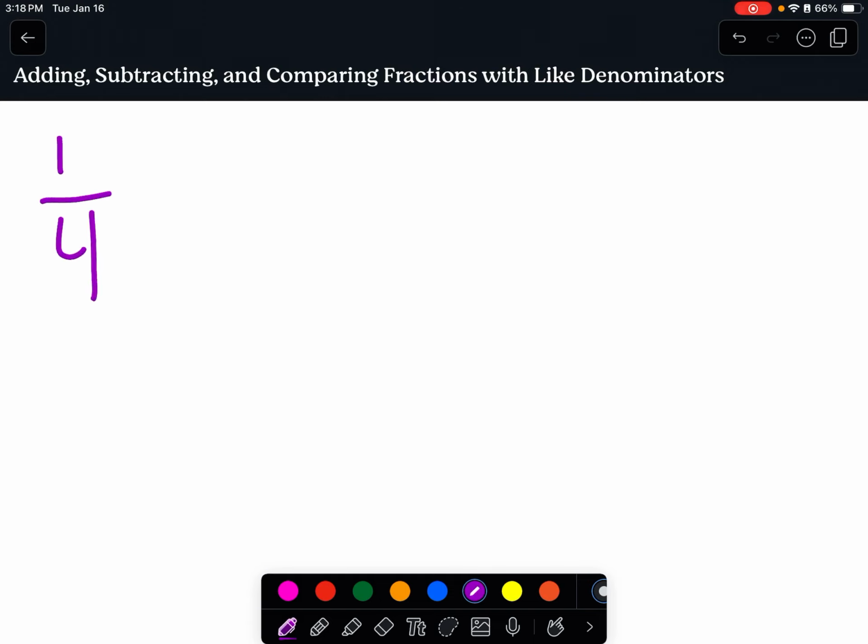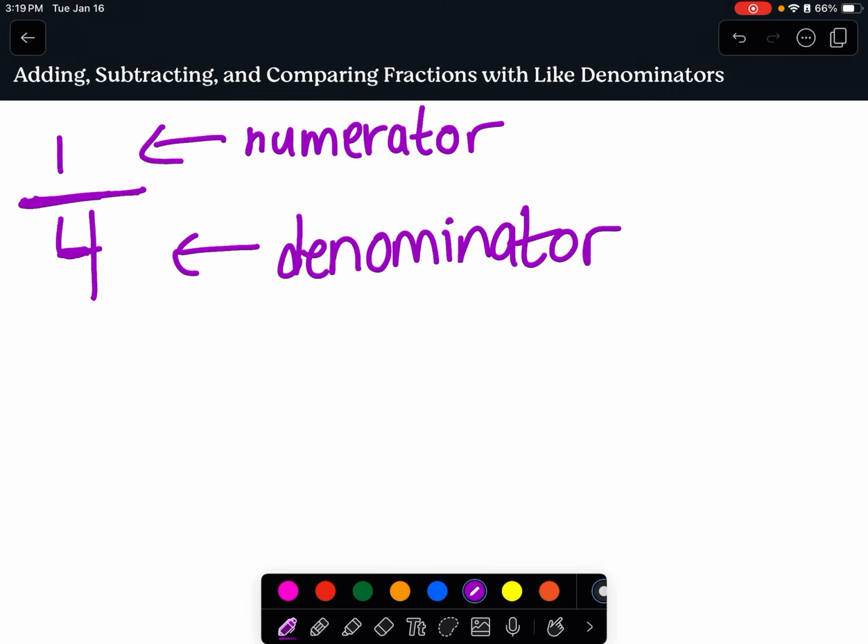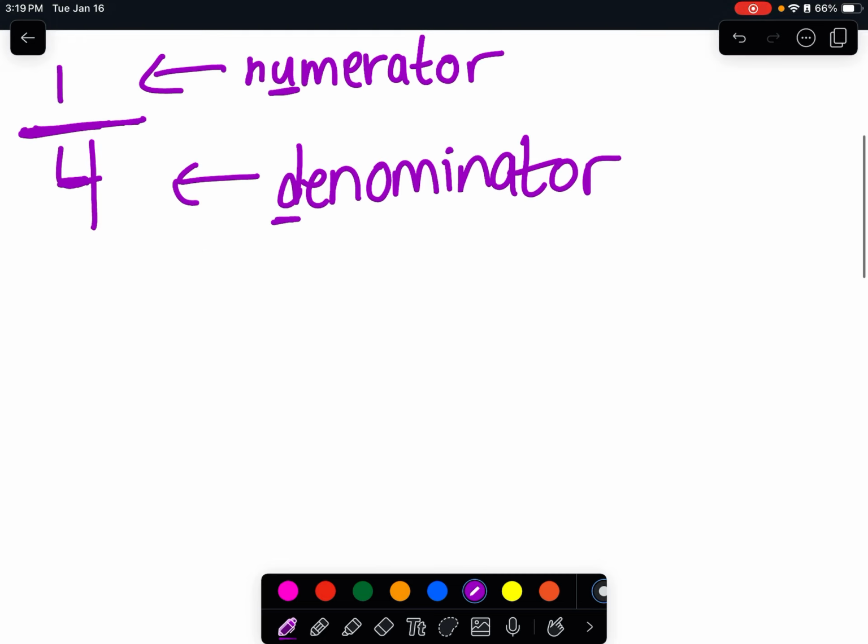Well, if you remember, we've talked about how the upstairs, the top part of the fraction, is the numerator, and it represents the part, the segment, the piece. And the bottom represents the whole, the entire thing, or whatever we're looking at, and that is the denominator. Downstairs denominator, upstairs with a U, numerator, downstairs with a D, denominator.